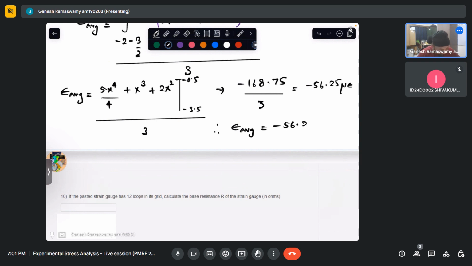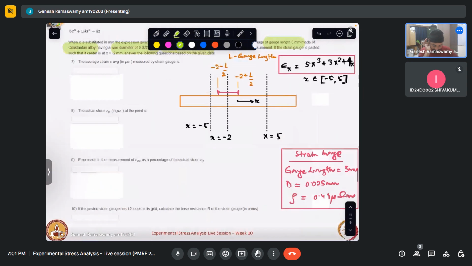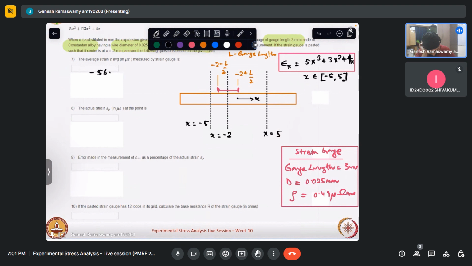So therefore, the average strain that is measured is minus 56.25 microstrain, meaning the strain gauge would actually read this as the reading. What is the actual strain at this point? In many problems, this is actually not known, which is why we have to ensure that our strain gauge installation and selection and the appropriate gauge length is correct, because we don't have the luxury of this expression at our disposal. But for the sake of this question, we do have it.